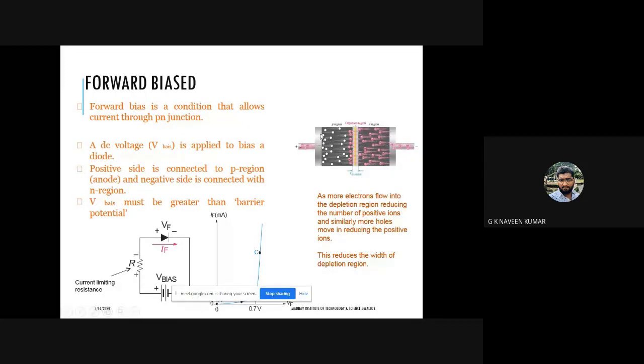If this becomes more positive, then the current starts flowing from positive to negative. If the electron is moving from left to right, then the current direction will be from right to left. It will be in the opposite direction. The electrons are moving from here to here, so the current direction will be from here to here, and the current flows from P to N.